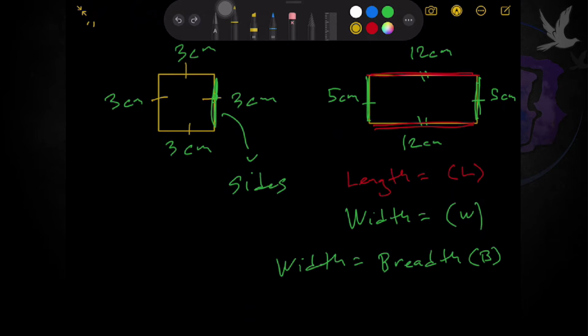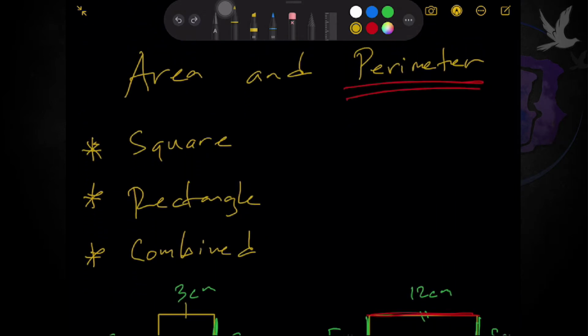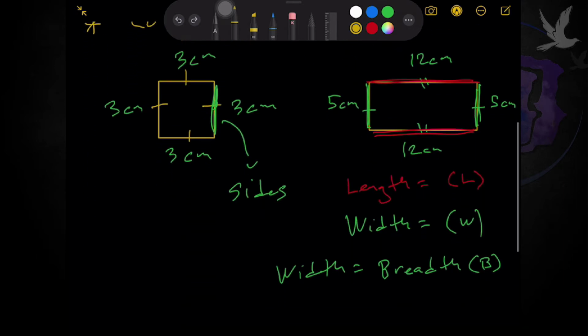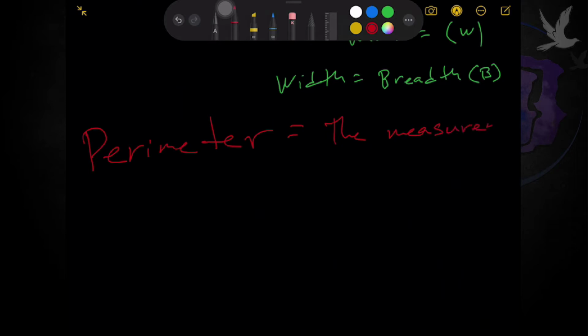Okay. So, since you already know the basic properties, actually, na-learn nyo na yan ng last time pa. So, we are going to focus muna sa perimeter. One topic at a time. So, perimeter muna tayo. Ano nga bang ibig sabihin ng perimeter? Perimeter basically refers to the measurement around the figure. Okay, measurement around the figure. Ano nga bang ibig sabihin nun?